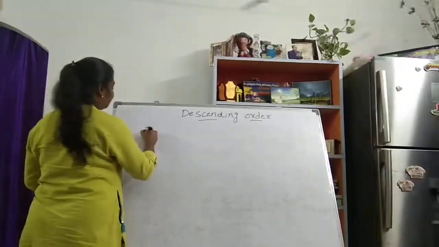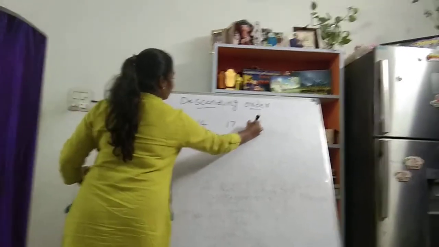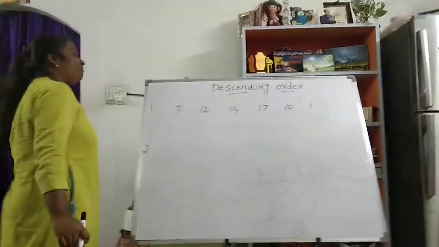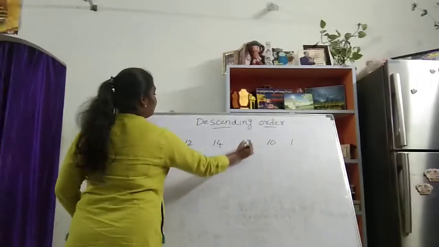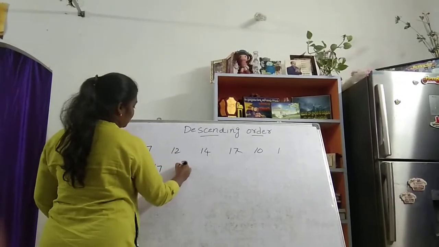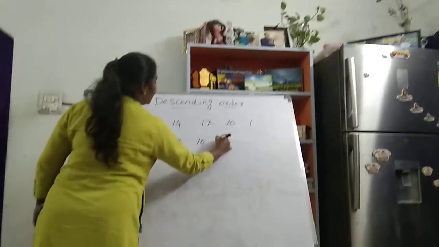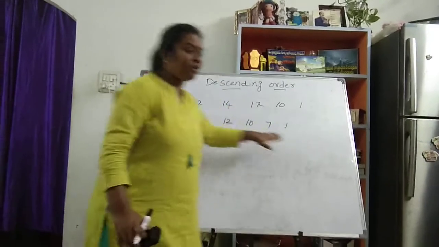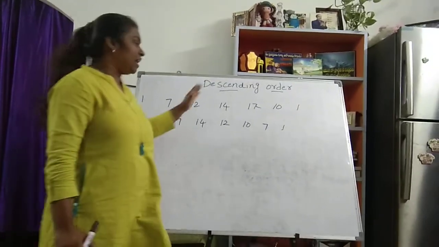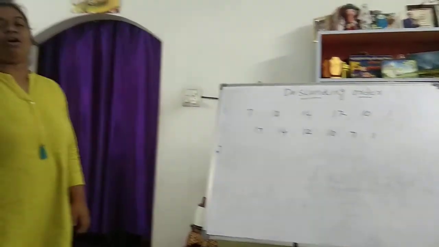So I take few numbers. Okay, these are few numbers. Now I have to write from bigger number to the smaller number. Which is the biggest number? 17 is the biggest number. So 17, then 14, then 12, then 10, then 7 and 1. So numbers here are decreasing. They are coming down. I have started with a bigger number and it is coming to the smaller number. So this is called descending order.